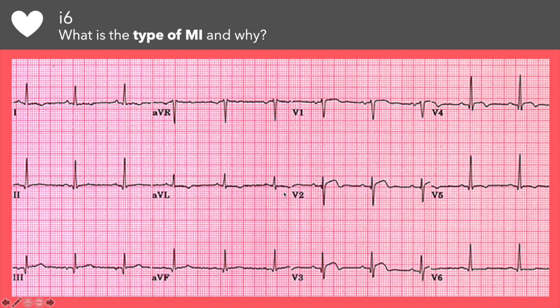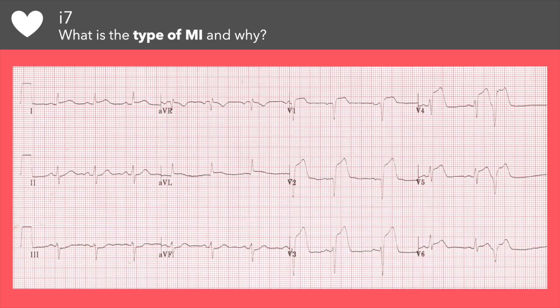Or some may consider V1 to V4 more anterior leads and call this an anterior MI as well. I7. What is the type of MI and why?